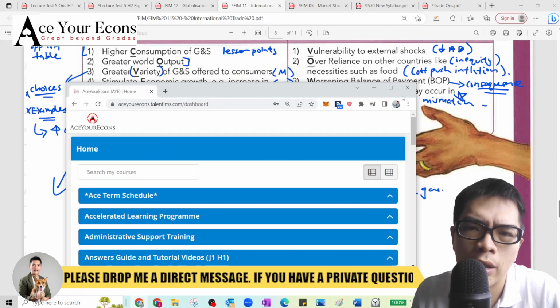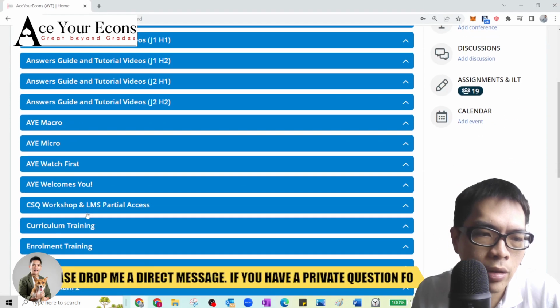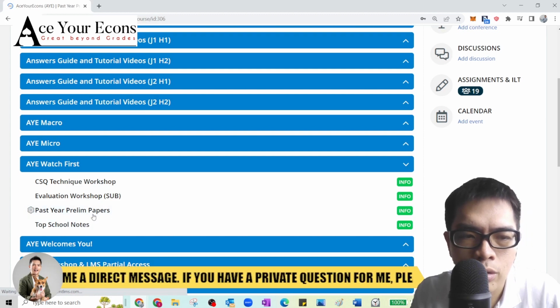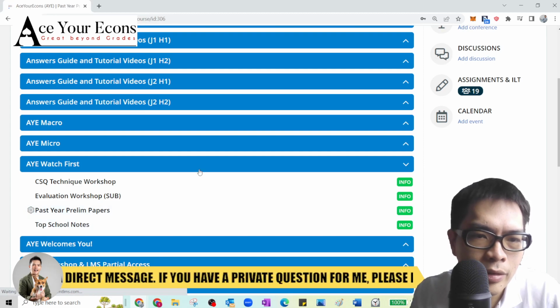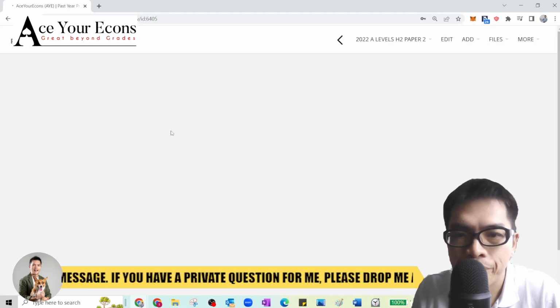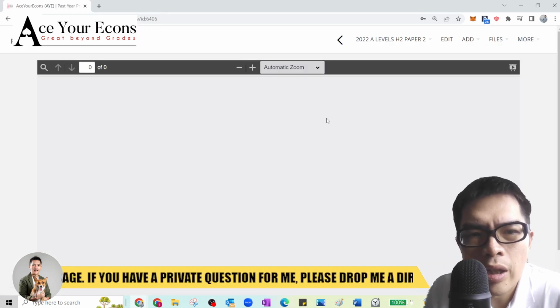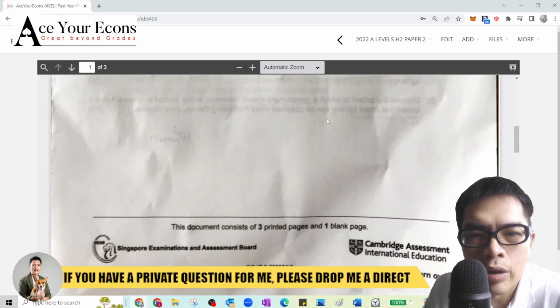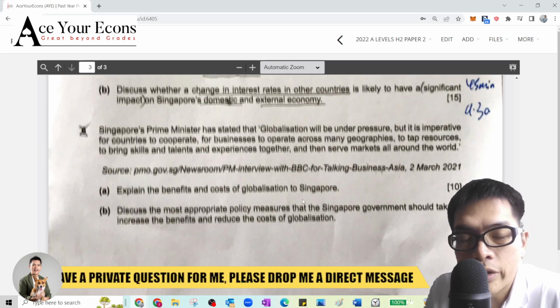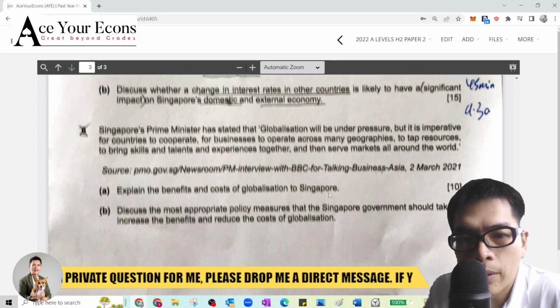Look at past year prelim papers. I'm going to show you how trade looks like in last year's question, and why all the more you should not fear or avoid trade. So you can look out for paper 2 last year. I think some of you have access, some of you don't. You can see this one. Explain the benefits and costs of globalization to Singapore.